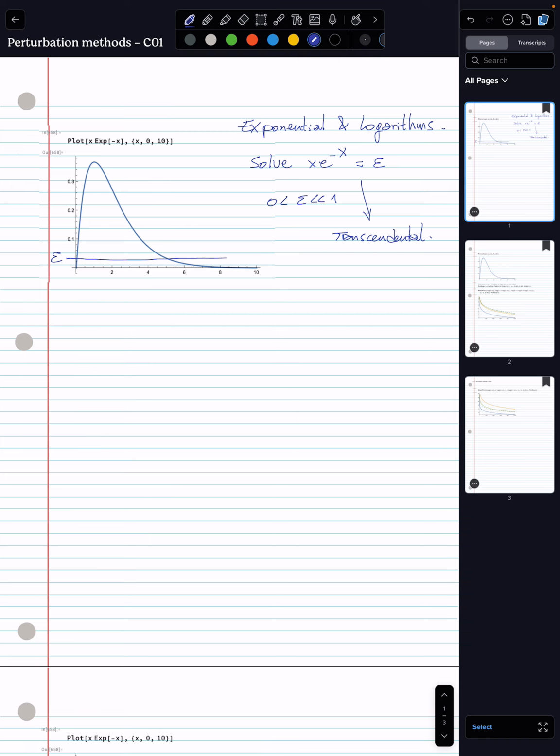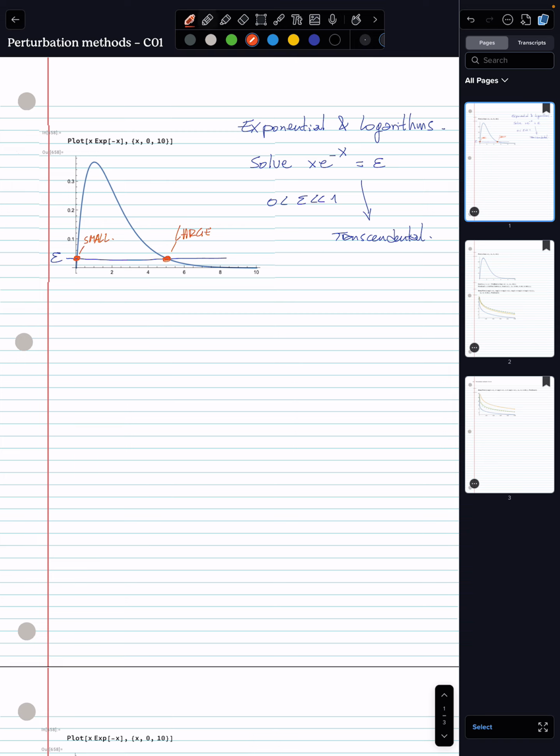And just to get a better picture of what we need to do here, I've just plotted x times the exponential of minus x, which is this function here, highlighted. And what we need to do is to find the intersection with a certain level epsilon here, which is supposed to be very small, all right? And so quite immediately we can notice that there are two roots. There's a small root and there's a kind of large root. Let's call it large, and let's call this one small, all right? So we're going to focus on these two roots.